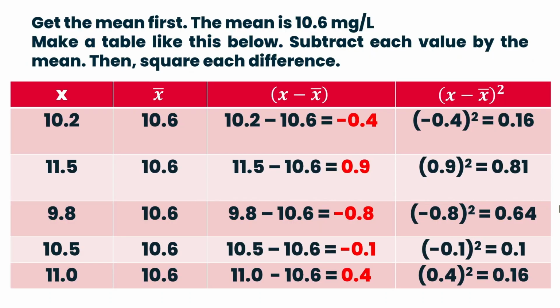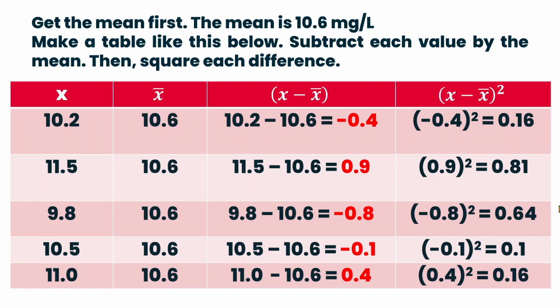So first, it's better to make a table for easy tracking of numbers. In your table, you can have a column for each of the values. The second column is for the mean. The third column is the difference between each value and the mean. And the fourth column, the last column, is the square of your answer in the third column. So first, you have to solve for the mean. The mean of 10.2, 11.5, 9.8, 10.5, and 11.0 is 10.6 milligrams per liter.